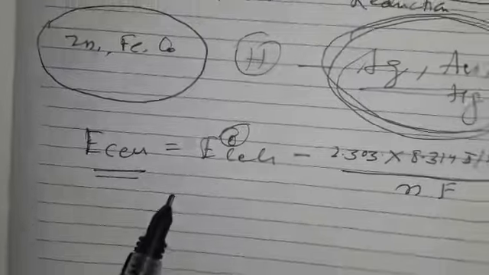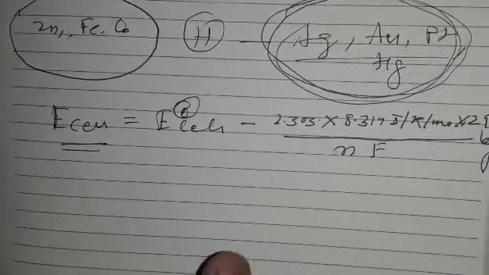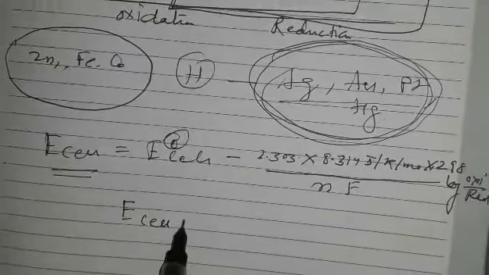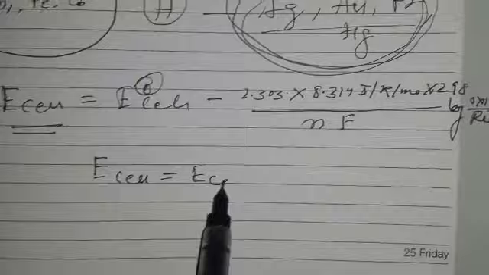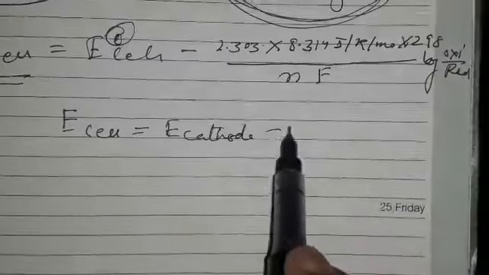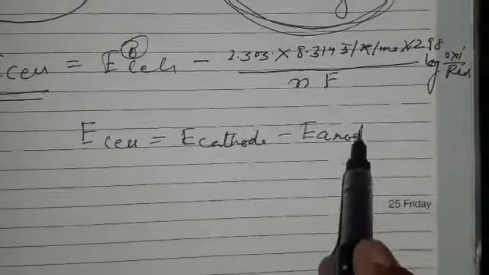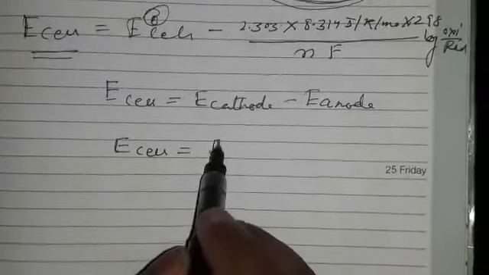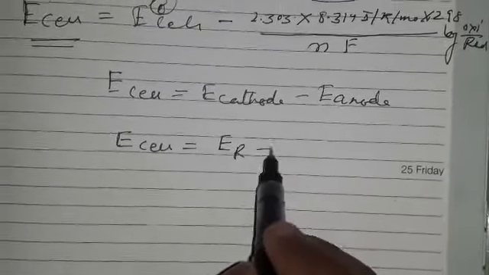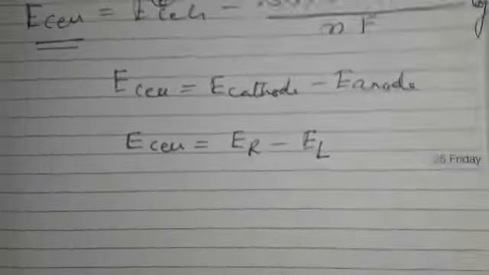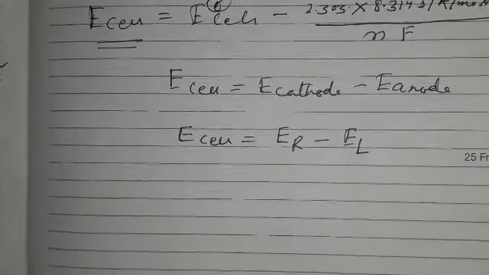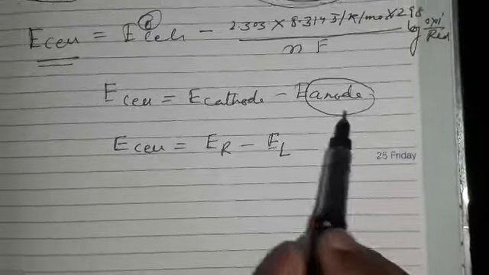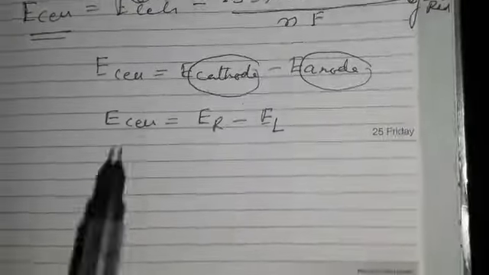The Nernst equation is basically used to study the oxidation and reduction reaction, and the difference in E cell, you will see, is E cathode minus E anode. So you have taken two electrodes, E cell equals E right minus E left. You can write the equation this way, because at the anode there will be a negative charge and at the cathode the positive charge.